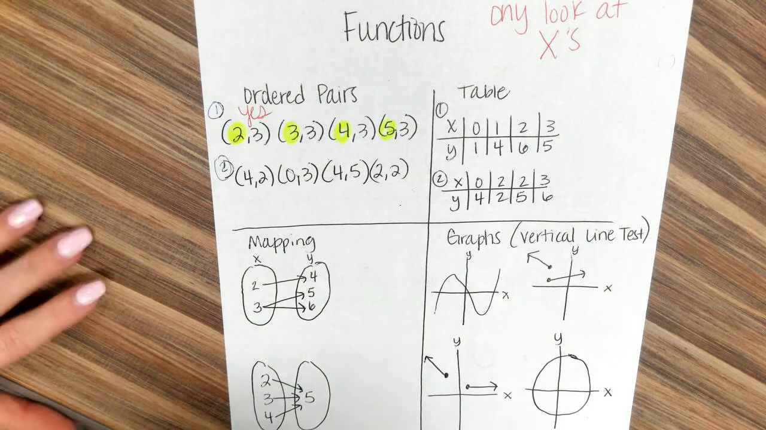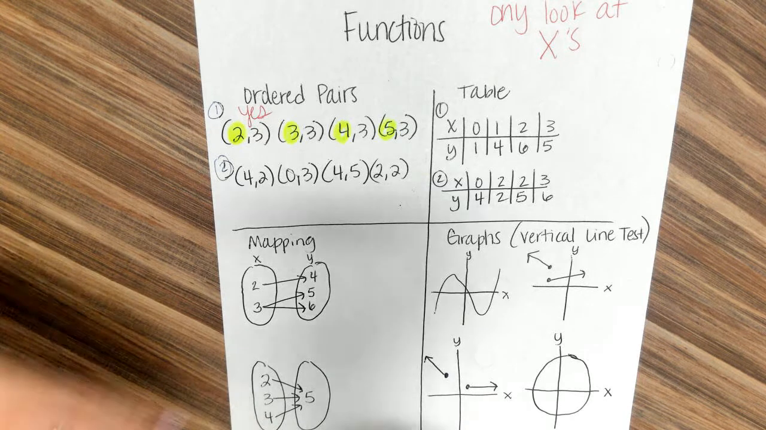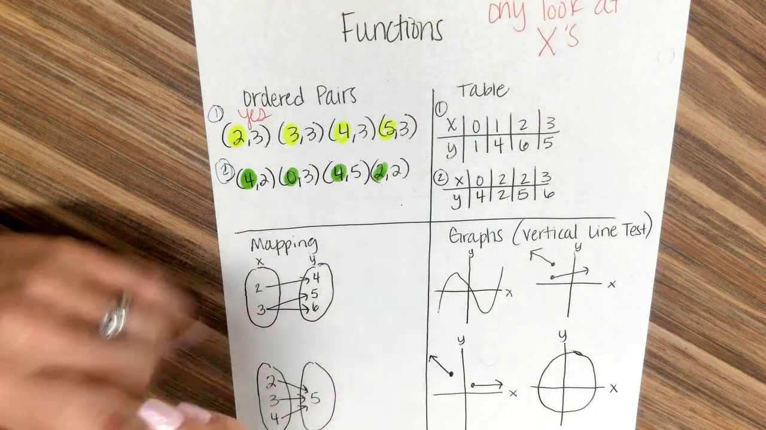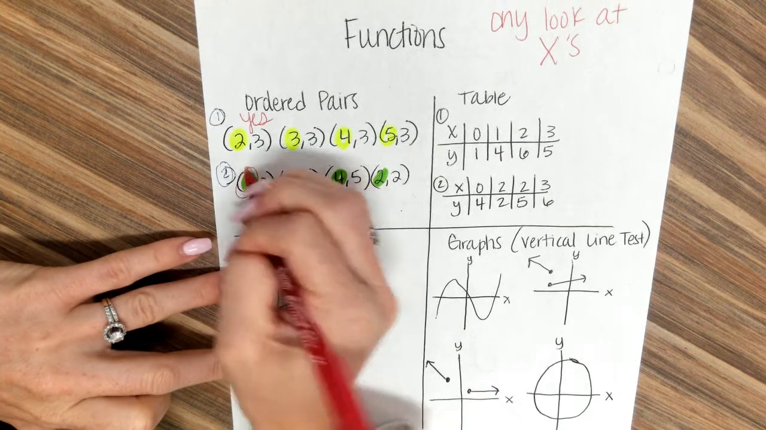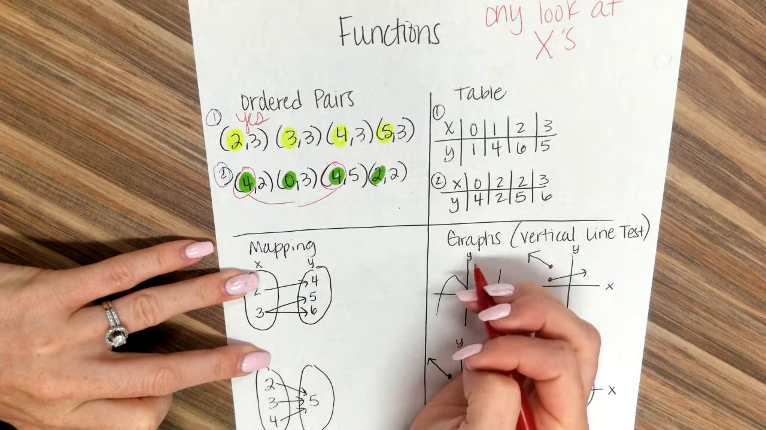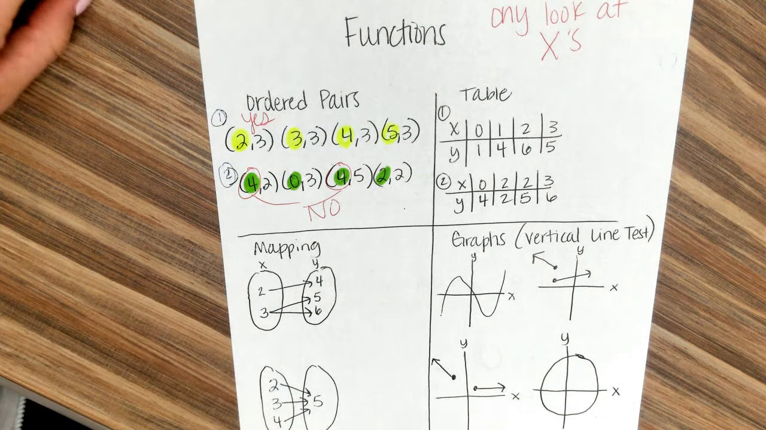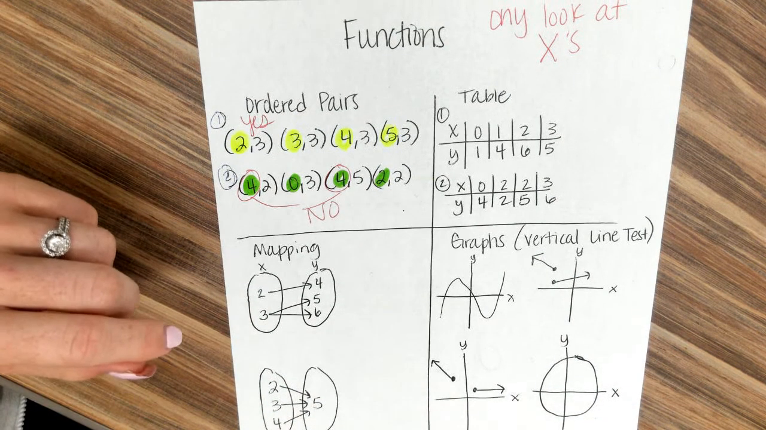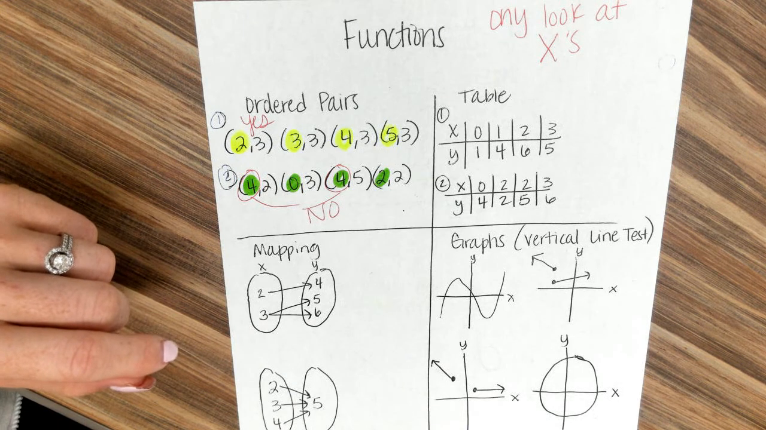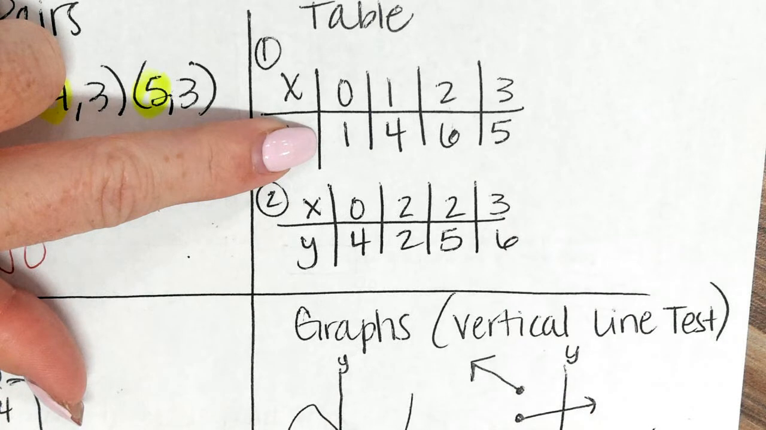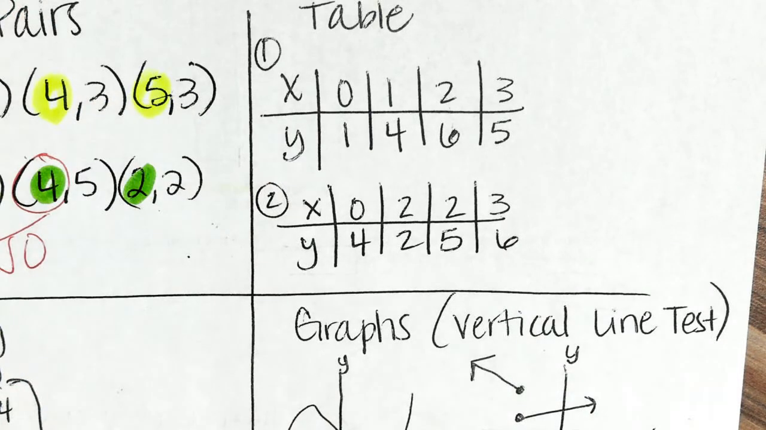Now let's look at example 2. Is example 2 a function? Why? So this 4 and this 4 repeat themselves, so this would be a no. You cannot have a function if the X's repeat. Okay, go to tables. Which one of these tables is a function? Well, what do you only look at?